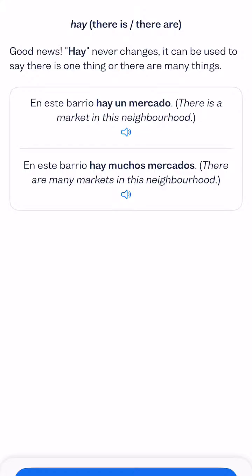Hay never changes. It can be used to say there is one thing or there are many things. En este barrio hay un mercado. En este barrio hay muchos mercados.